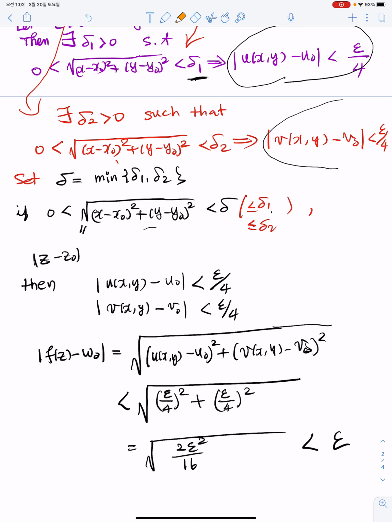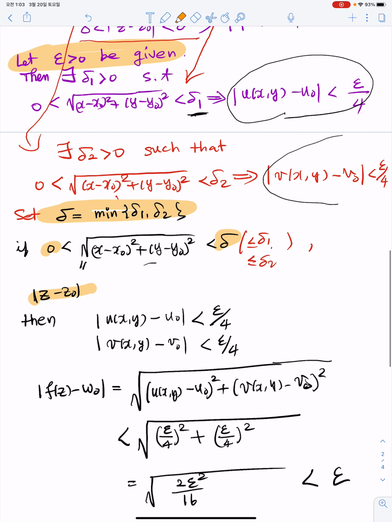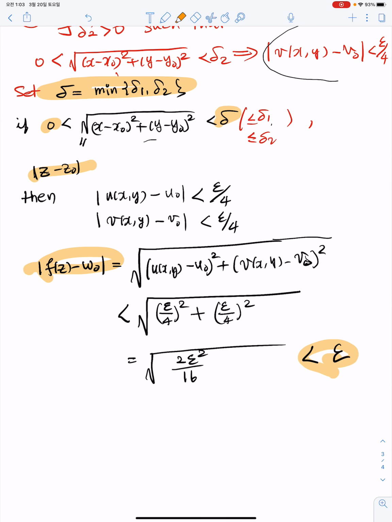So look at this one. Given epsilon, there exists a delta such that when this one is less than delta, then this is less than epsilon. So we're done. That's how you prove it. So we proved the theorem.